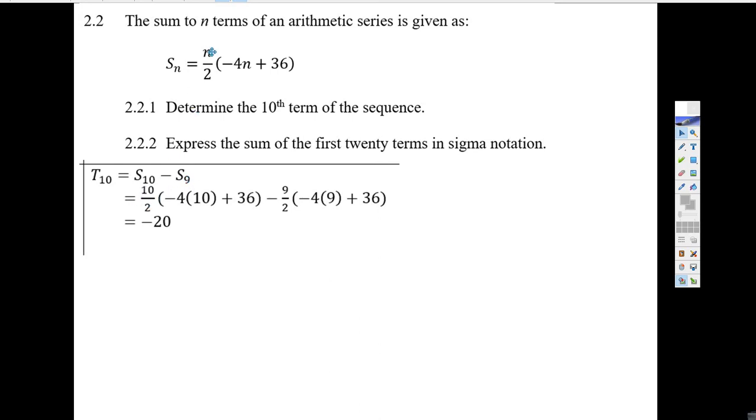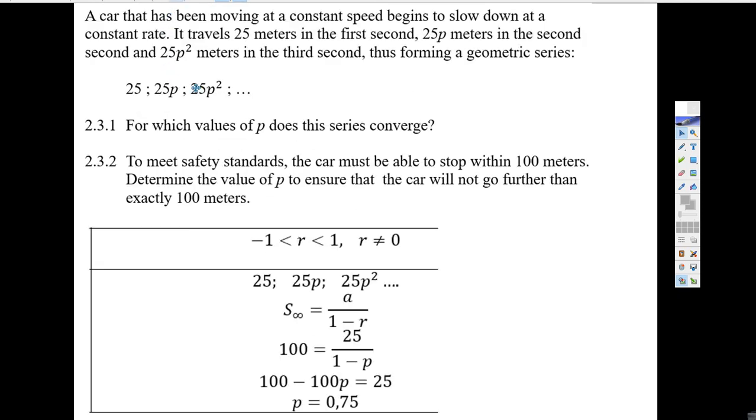So now we can put 10 in there, the sum of 10 things, minus the sum of 9 things. They just put 9 into the formula. And you can put it in your calculator, or you just simplify it and work it out, and you get minus 20. Let's see what question's coming up next.